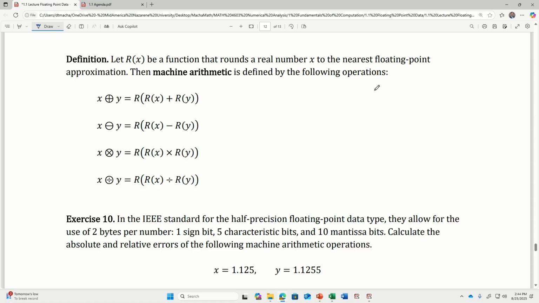So when I put a circle around the plus sign, I'm saying we're going to add these two numbers together the way a machine would add them together. And that means first, map those numbers to the nearest number that belongs to the data type, then add those, and whatever we get for the sum, we're going to map that to the nearest number that exists in my data type. And then that will be our result of the machine arithmetic. And so we can use the circle to represent machine addition, machine subtraction, machine multiplication, and machine division.